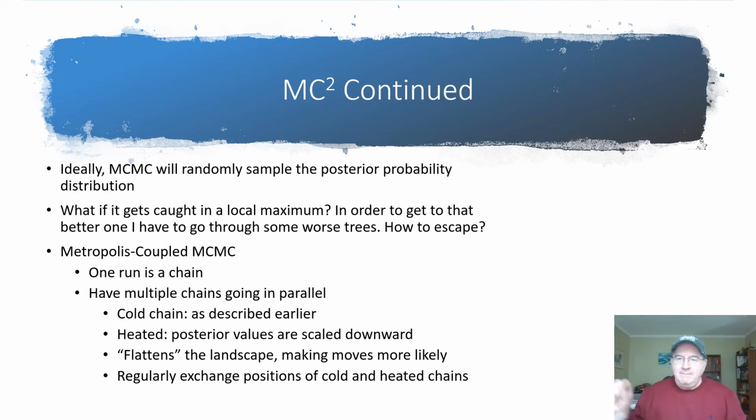You take the position in your heated chain and assign it to your cold chain, and vice versa, and then run them there. So regularly you're exchanging your heated and cold chains, basically allowing the little man on the hills that was walking on that graph to suddenly jump from one place to another, always looking and always keeping records along the way of where the highest point was, where the tree with the greatest likelihood and therefore the greatest posterior probability was.